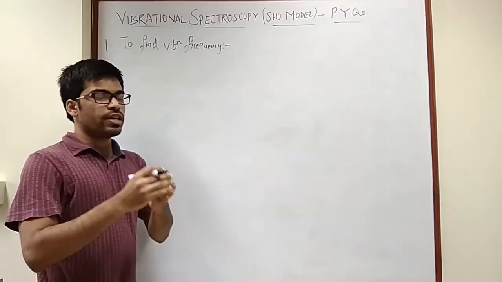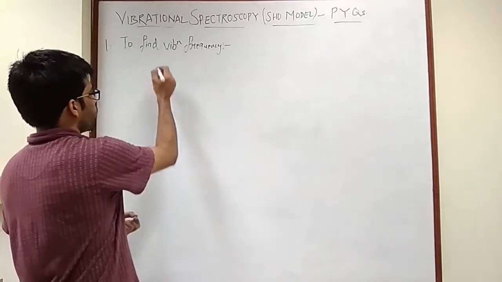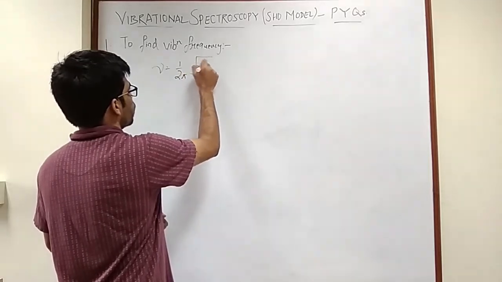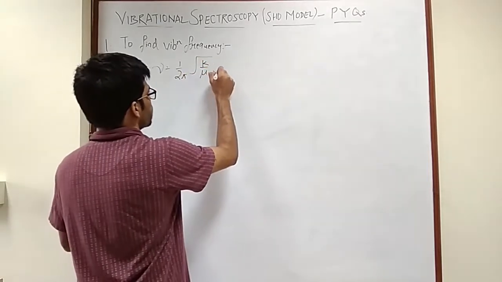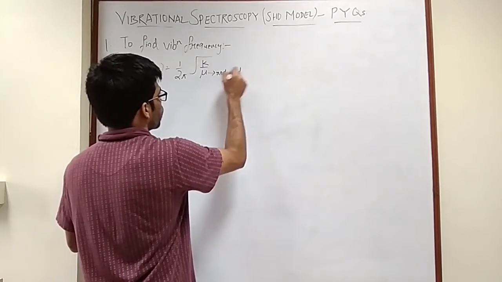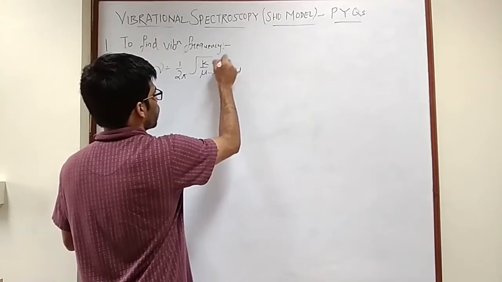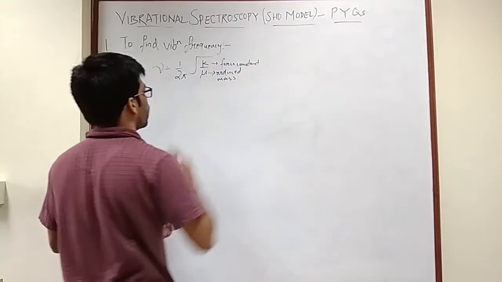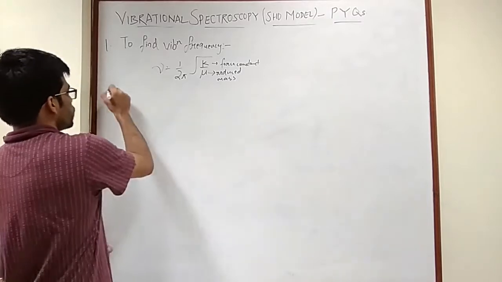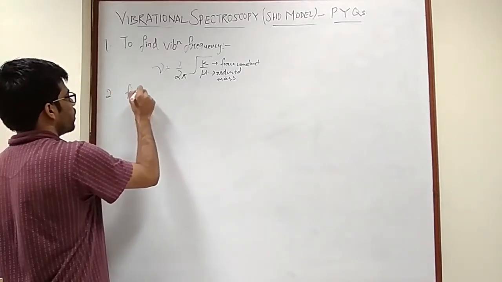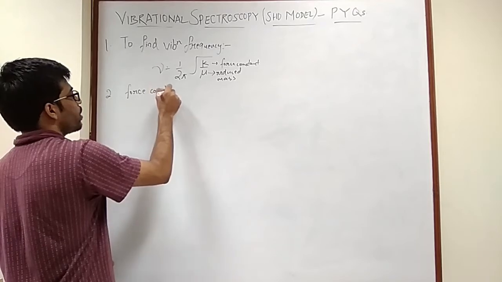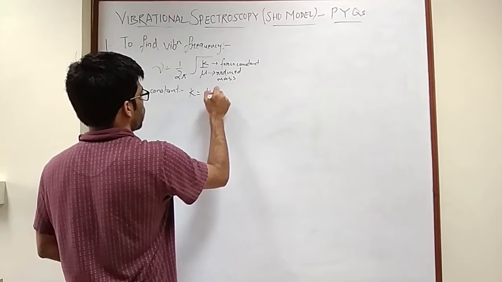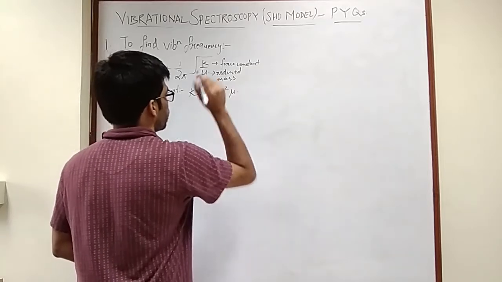The vibrational frequency of any vibration of any molecule can be determined using the formula nu is equal to 1 by 2 pi under root k by mu. Here mu is the reduced mass, k is the force constant, and nu is the frequency. And using the same formula, you can find the force constant of any chemical bond. So from here, k will be 4 pi square mu nu square.